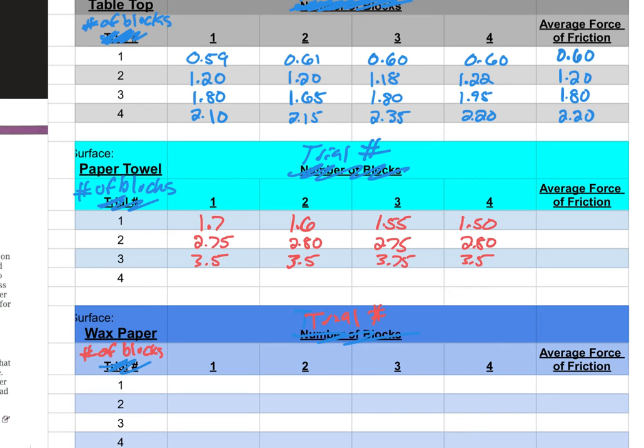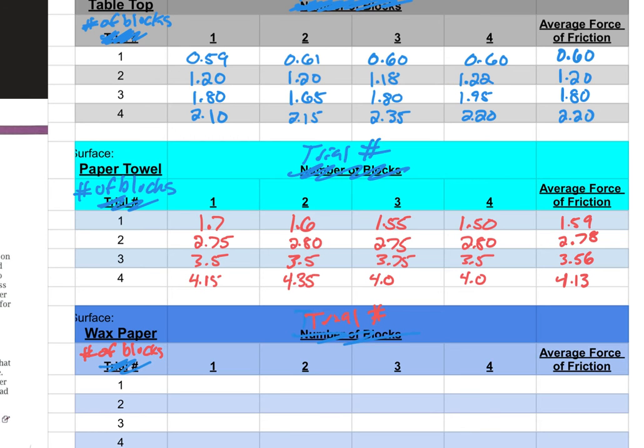So adding a fourth block, we get 4.15, 4.35, 4.0, and 4.0. So again, we're going to average each of the trials. For 1 block, we get an average force of 1.59. For 2 blocks, we get an average force of 2.78. For 3 blocks, we get an average force of 3.56. And for 4 blocks, we get an average force of 4.13.